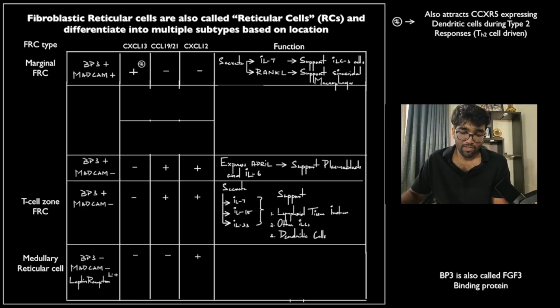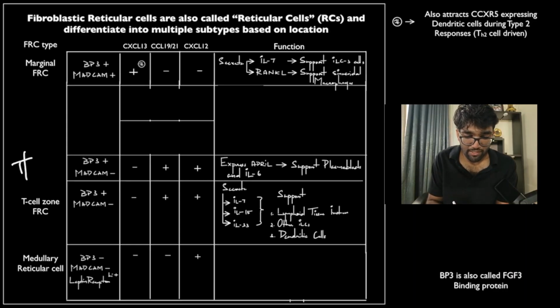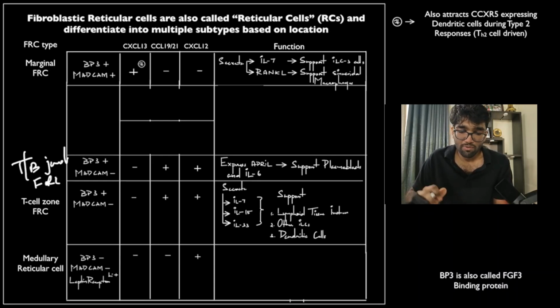Okay. Now there is another type of FRC here called the TB FRC or TB junction FRC, which is BP3 positive but BATCAM negative, just like a T-zone FRC, and it has an expression profile that is very similar to a T-zone FRC. It expresses APRIL and IL-6 and supports plasmablasts, and we'll see this actually is a niche for supporting plasmablasts after germinal cell development, and that is where it becomes relevant.